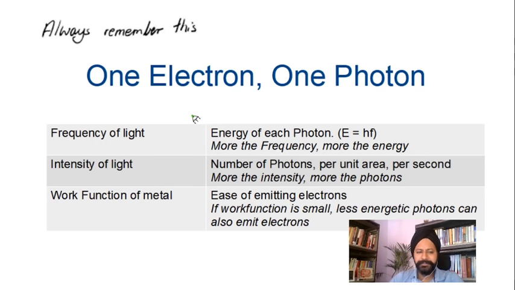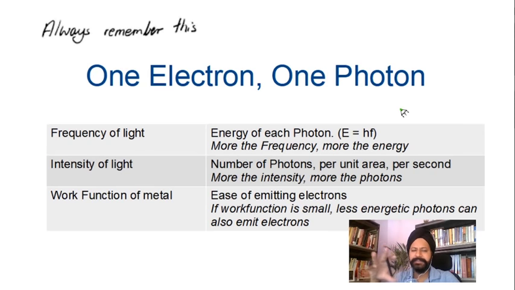Now this table gives you a summary of what is controlled by each of these parameters of light. The frequency of light controls the energy of the photon, because energy is h times the frequency. When we change the color of light, we are actually changing the frequency. Red light has the least frequency and the least energy. Orange has more energy, green has more energy, violet has more energy. So frequency of light controls the energy. More the frequency, more the energy. Keep it in mind.